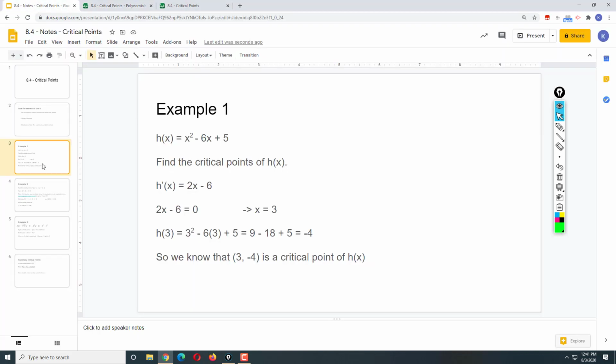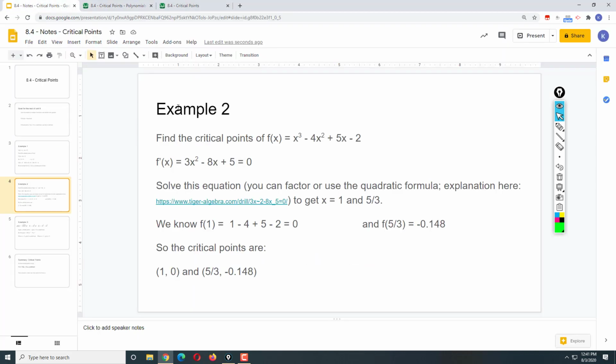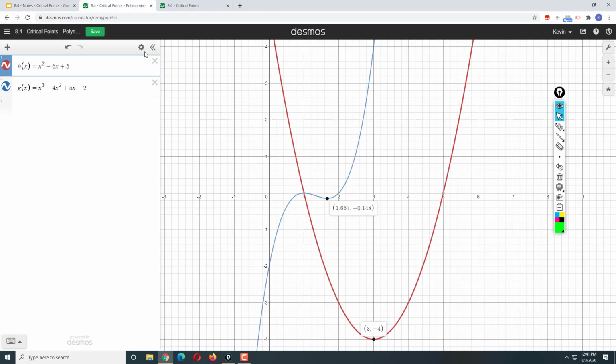For our second function, the cubic, x cubed minus 4x squared plus 5x minus 2, this is the blue graph here on Desmos. At x equals 5/3, y equals negative 0.148. The graph is not going up or down. That's a critical point. At x equals 1, y equals 0, we also have a critical point because the function is not going up or down.